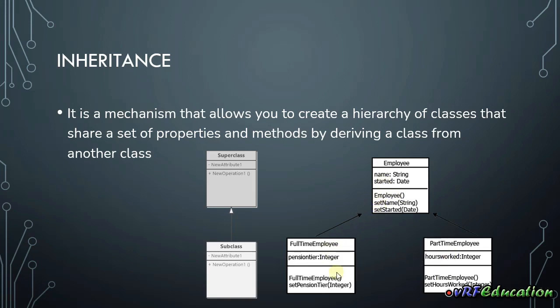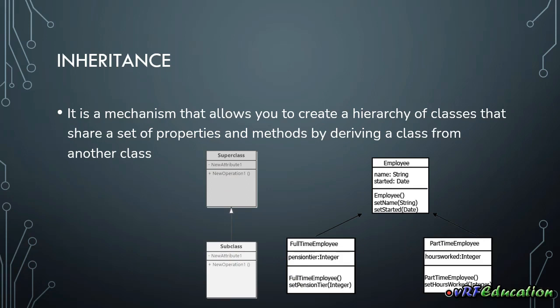Here we can add specific items to each class. For example, hours worked is specific to the part-time employee, and also the behavior set hours worked is specific to this type of employee, and for full-time we have other options. So this is the way that we can model our objects. We can move shared properties, fields, and also behaviors to another class and inherit from that.